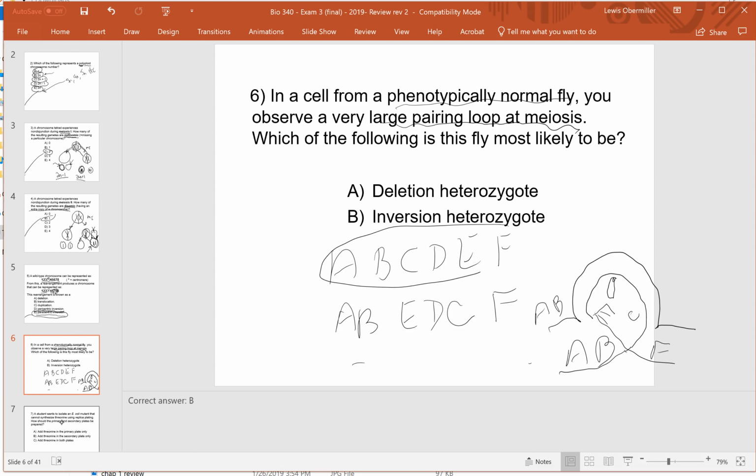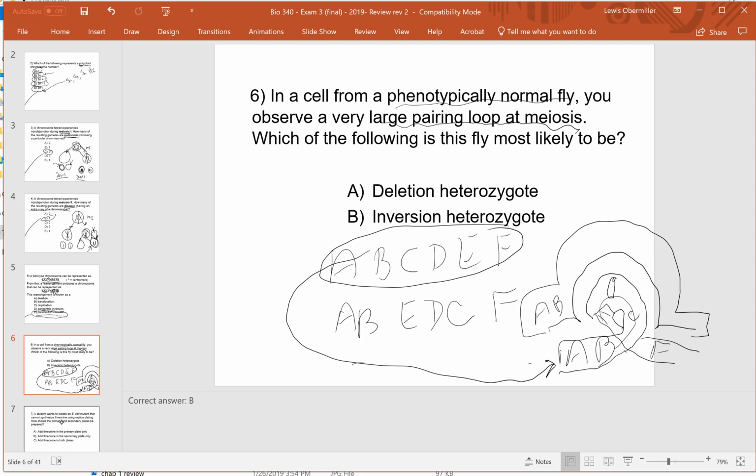So this is this chromosome here. This one. And it would make this loop right here. And then this one would bulge out like that. So it would be A, B, E, D, C, and F, which is this chromosome here. So this pairing loop would be made by an inversion rather than a deletion. So the answer is B.